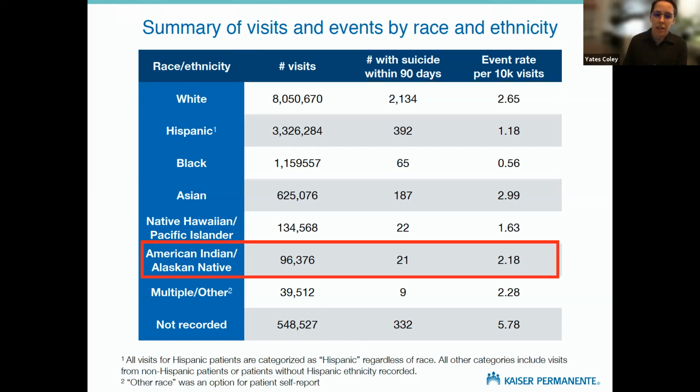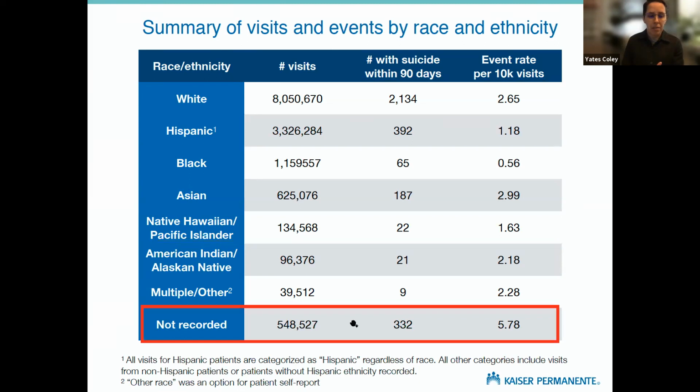We also see that there are a small absolute number of visits followed by suicide death for American Indian and Alaska Native patients, which will make prediction challenging. This is particularly concerning because we know rates of suicide death for American Indian and Alaska Natives nationwide are the highest of any racial and ethnic group.